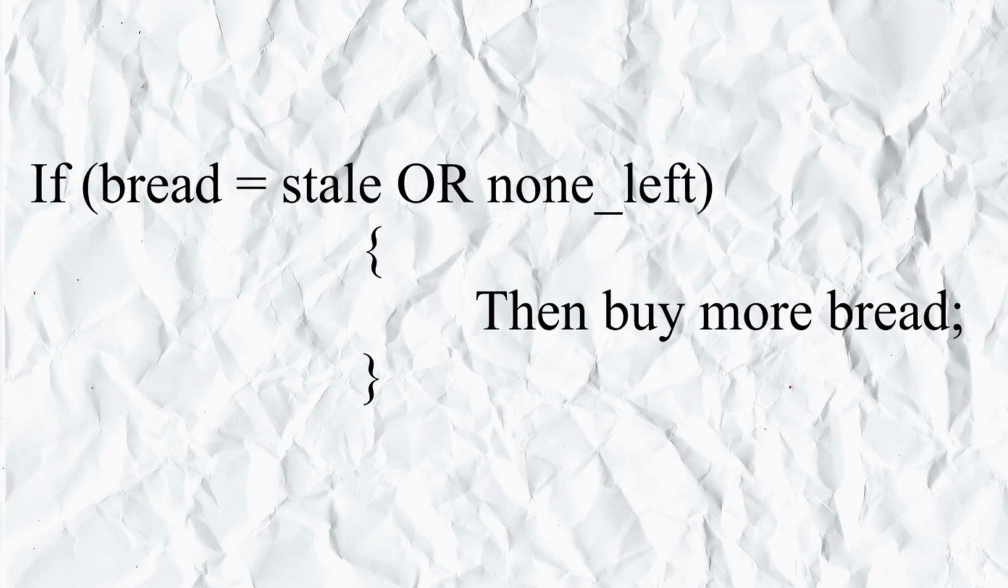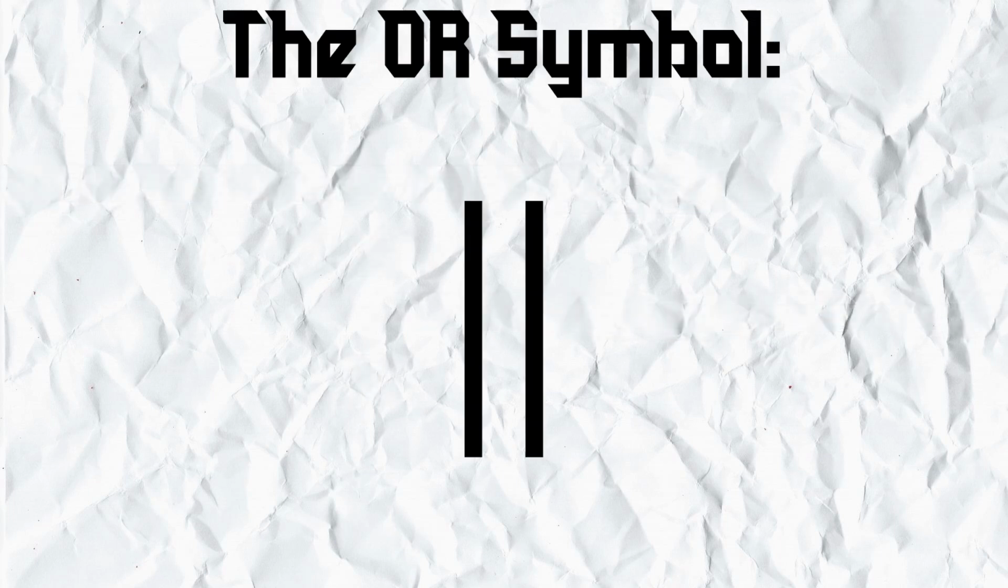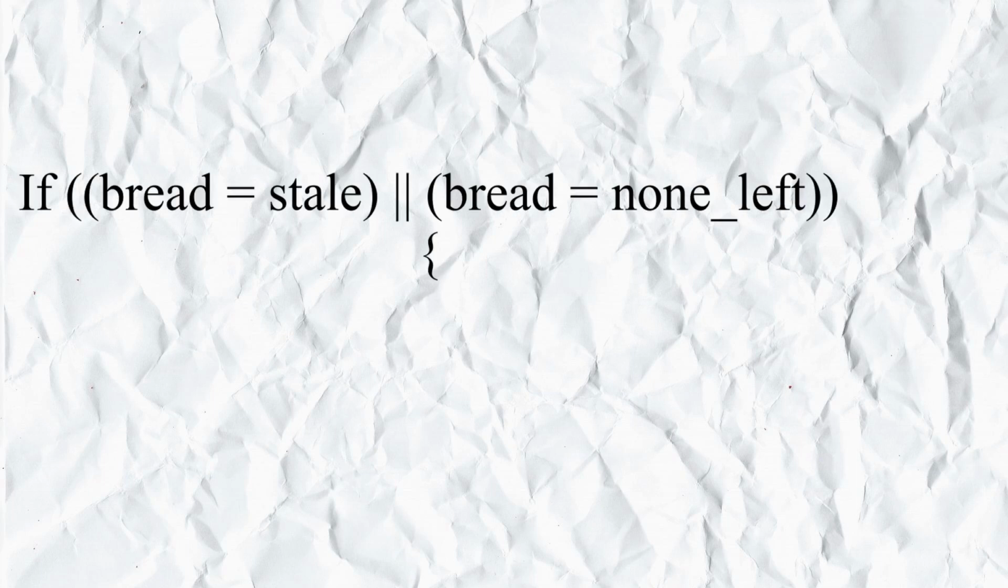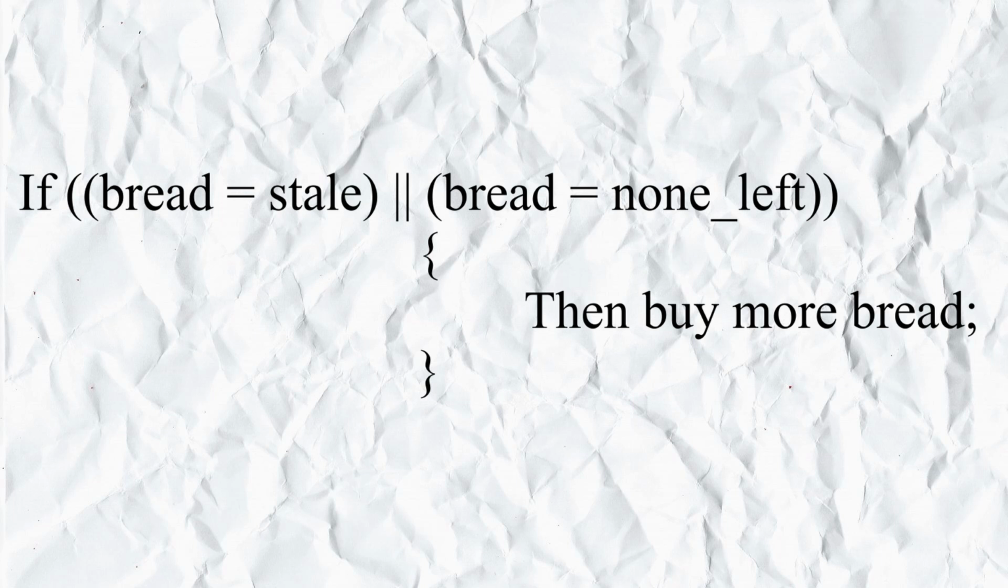Of course, coding would not be this straightforward, so instead we represent it with this symbol. Therefore, our above code would still read as, if bread equals stale, or bread equals none left, then buy more bread. Notice that we only buy bread if either of those are true.